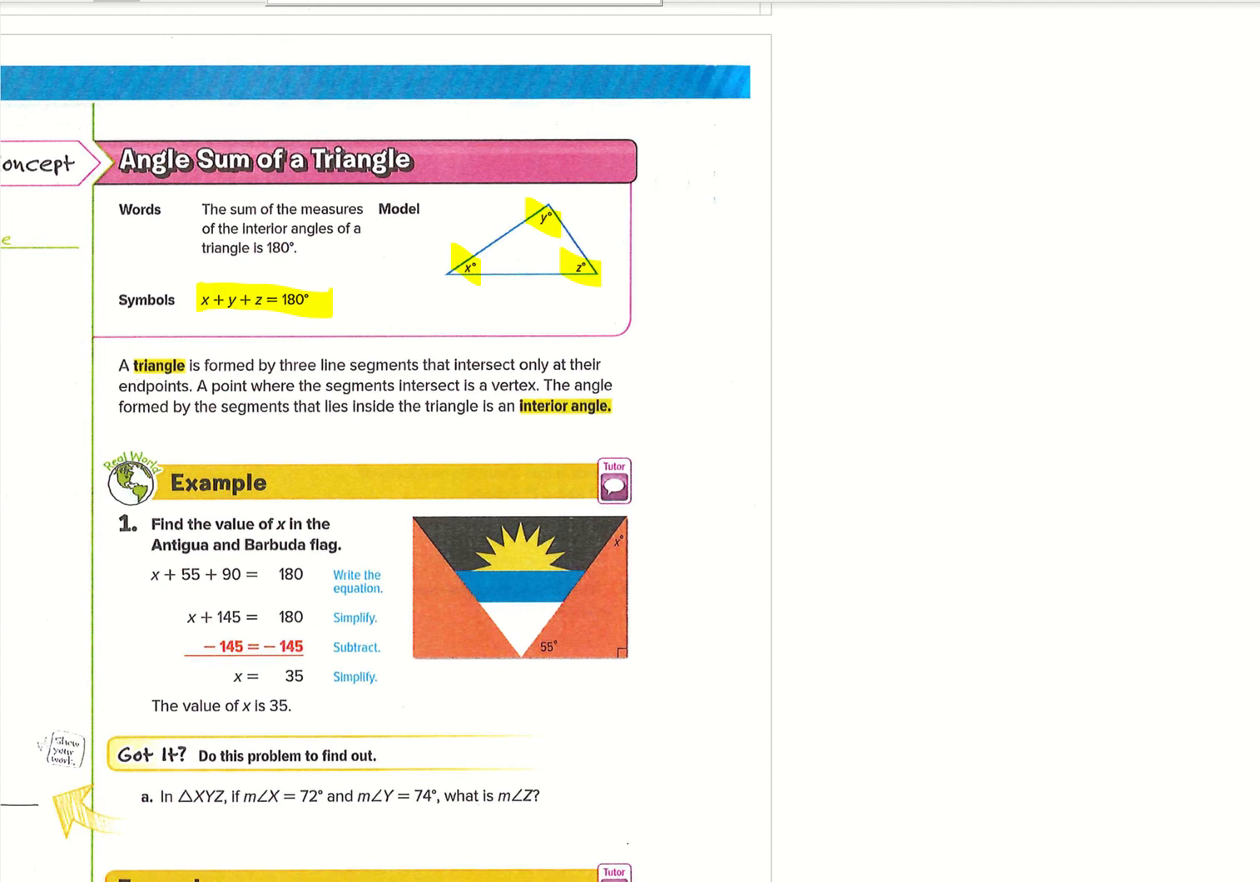These angles are called your interior angles. Again, just like with our lines that we did last lesson, interior just means it's inside. So that means it's inside of the triangle. That's how you can tell which angles we are looking at.